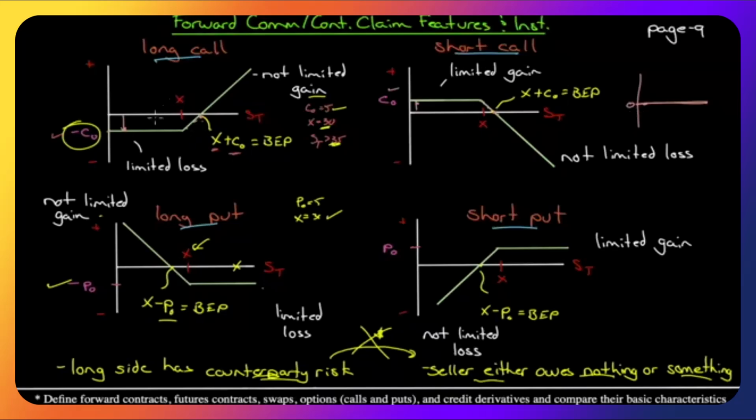So take this and just flip it upside down and you'll have the short call. Take the long put, flip it upside down, and you'll have the short put. You'll have a payoff diagram for the short put. Limited gains on both, but you don't have limited losses.